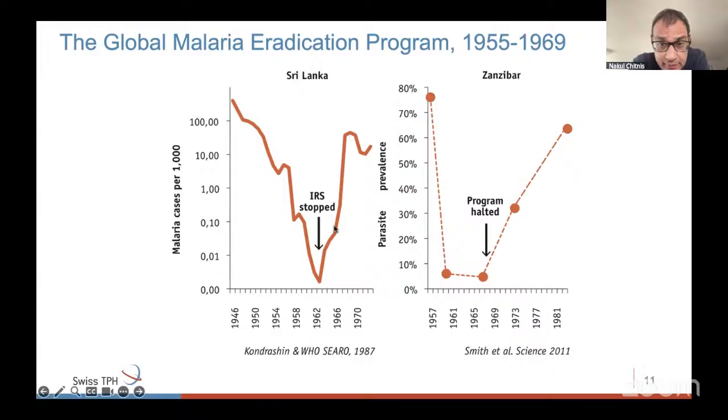And you can see they went up, not as high as they were in the 1940s, but still very, very high. Here you can see the parasite prevalence in Zanzibar dropping from 80% to about 5% when they halted the program, and then going back up to 60 or 70%. So in the places where malaria was not eliminated, this was called the Valley of Death, where malaria transmission went down substantially, and then when the programs were halted, came back again.